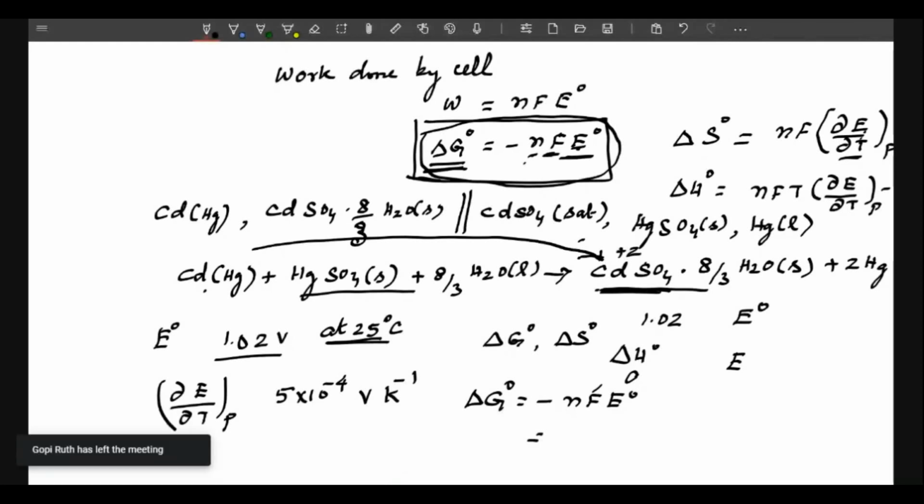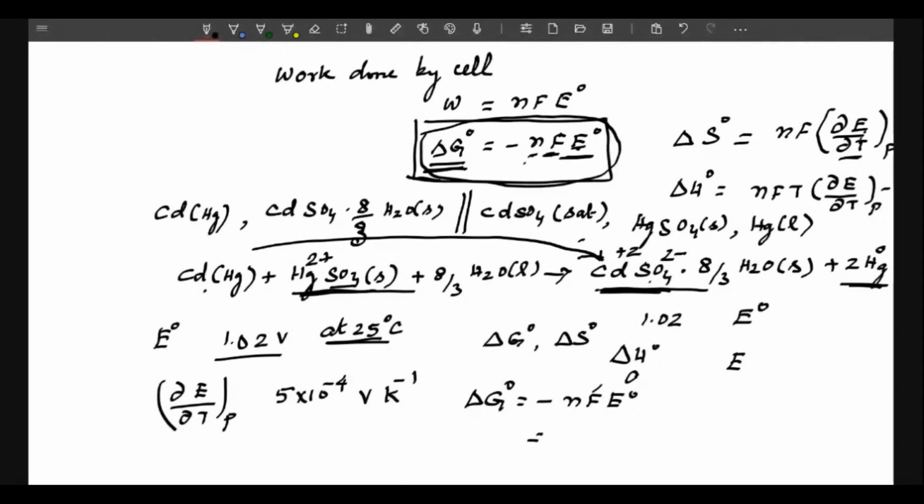That is sufficient. Or you can take the reduction process, mercuric sulfate converted into mercury. Here, mercuric sulfate, the oxidation state: sulfate is 2 minus, therefore mercury is in the 2 plus state. It is converted to 0 state, therefore how many electrons are involved? 2 electrons are involved. Therefore, in this cell reaction, 2 electrons are involved. The n value they won't give you at all. You have to calculate in this way.